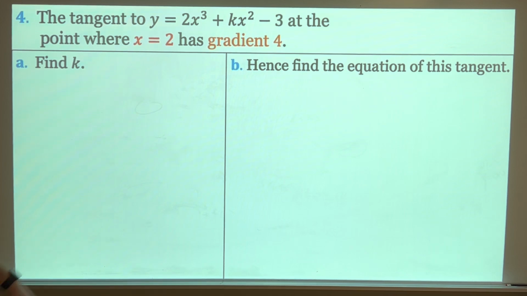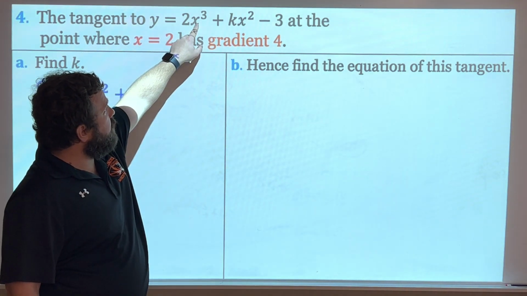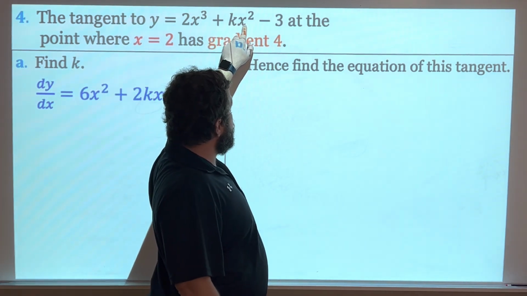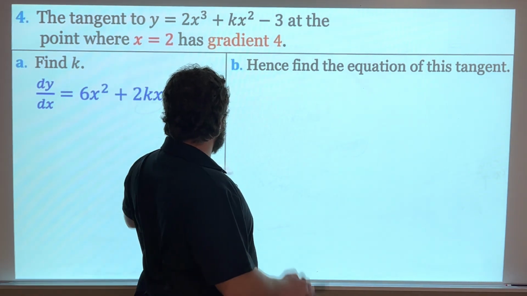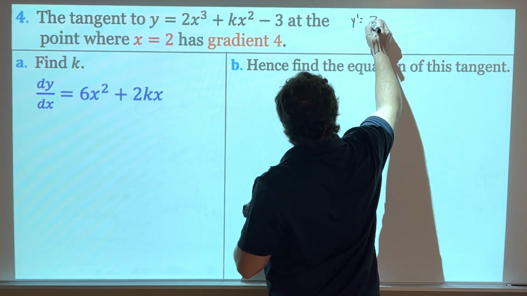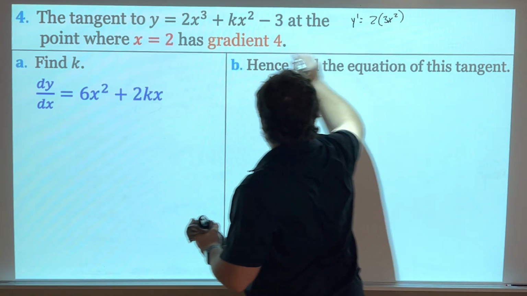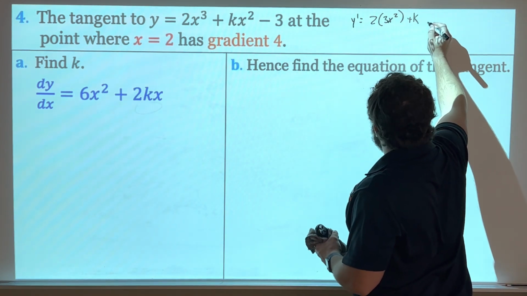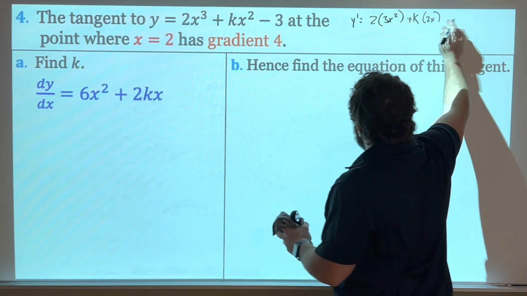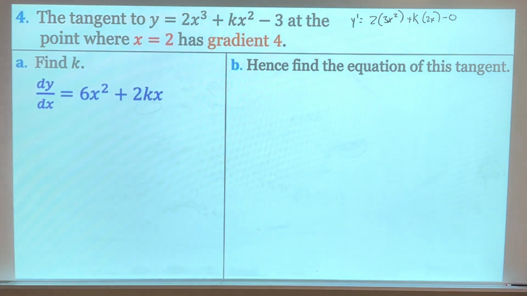All right, so the derivative of this is going to be 2 times 3x squared, which is 6x squared. This is going to be k times 2x, which is 2kx. So y prime equals 2 times 3x squared, that's where I get the 6x squared from, plus k is just a constant, times 2x, that's where I get 2kx, and then minus the derivative of 3 is 0. Okay, so that's how you do that part.